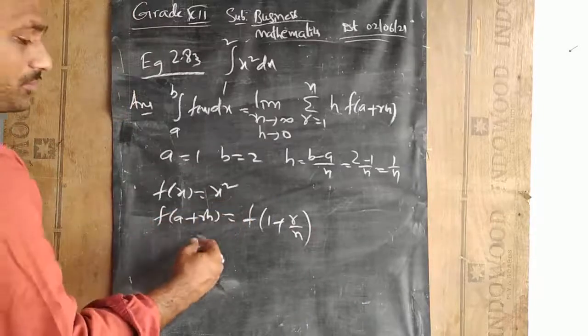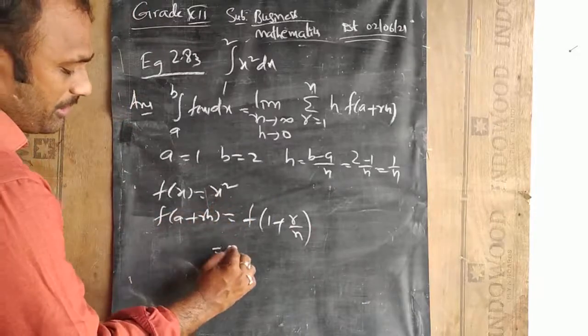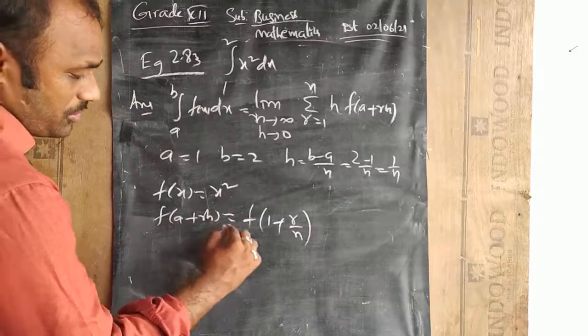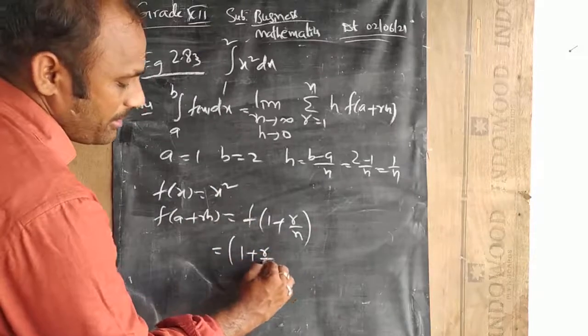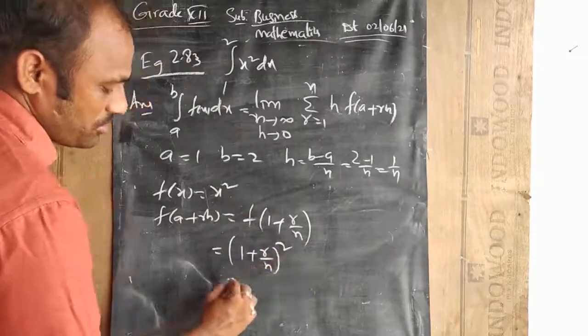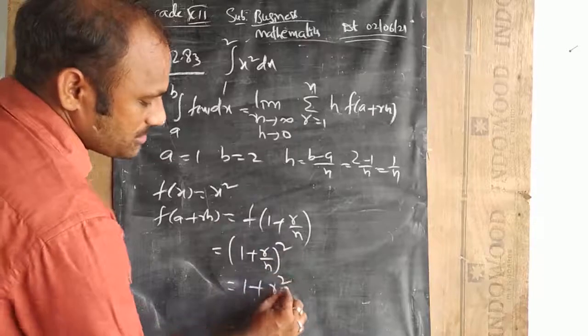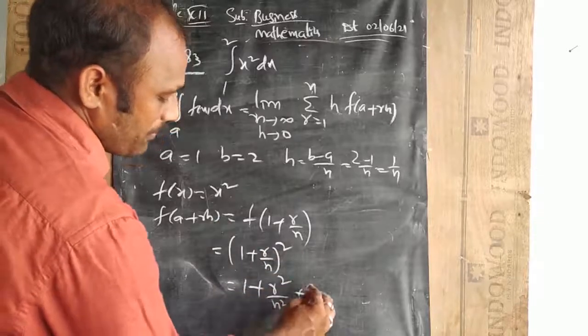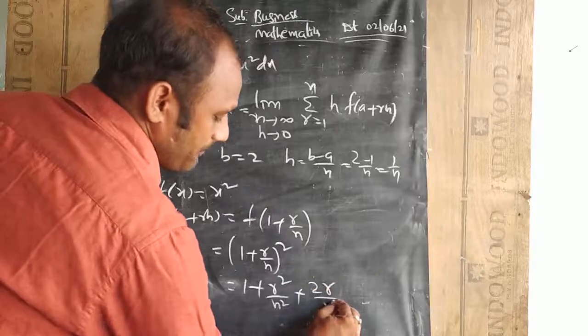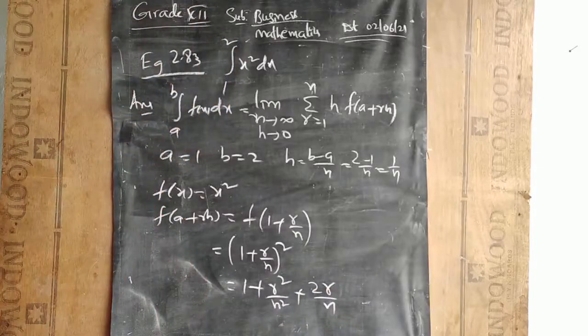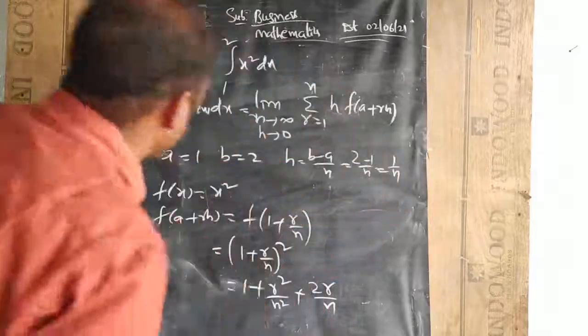So we have to write it in here. What will it become here? So that is x square, meaning (1 plus r by n) whole square. (a plus b) whole square: a square plus r square by n square plus 2r by n. So this is the answer for f of a plus rh. Now let us substitute in the formula.